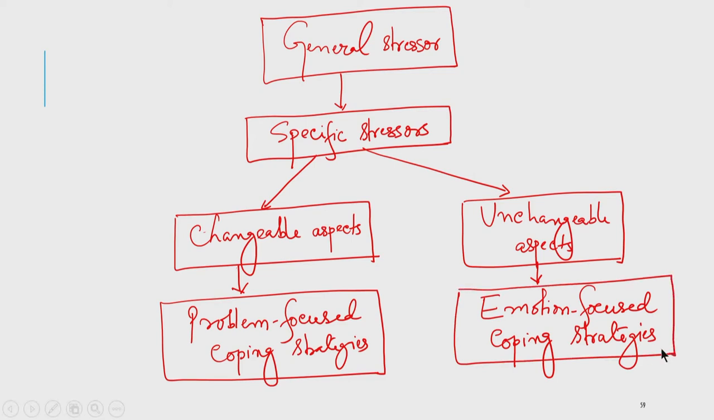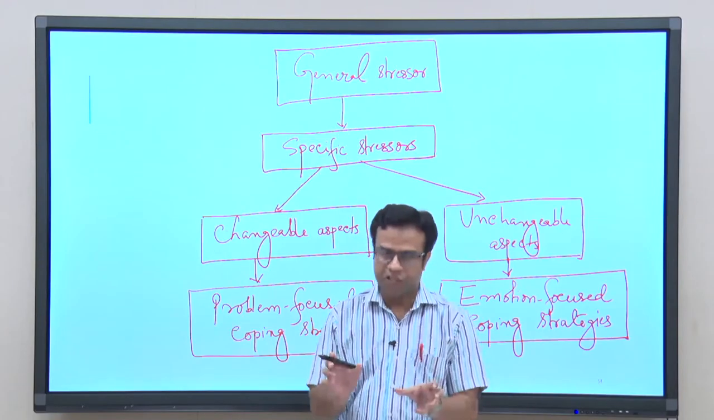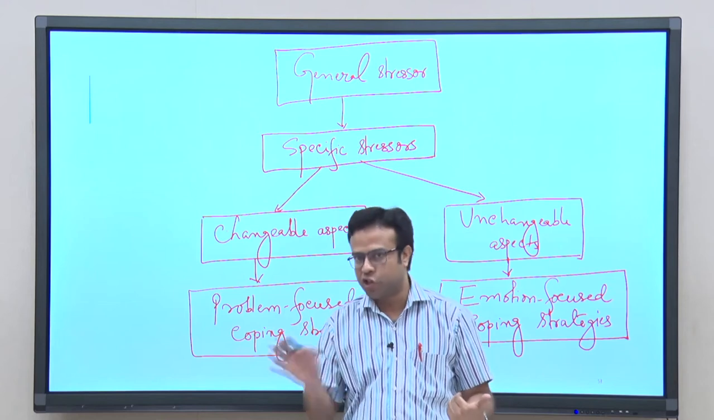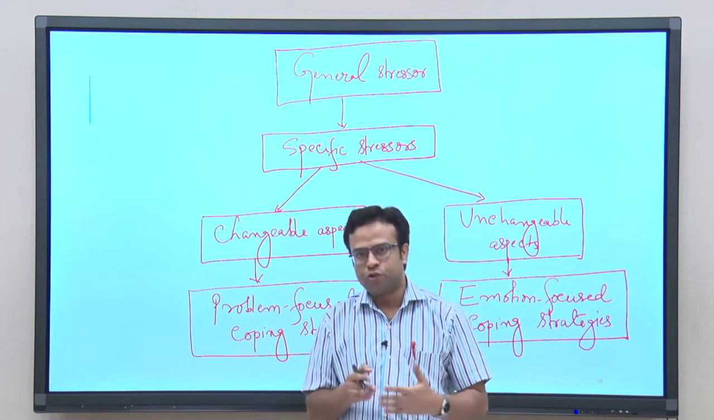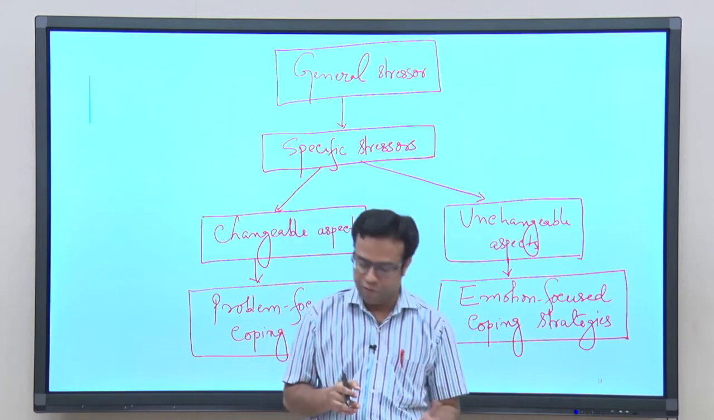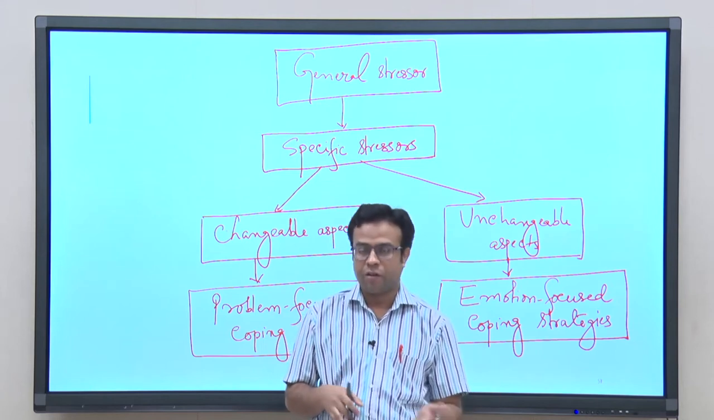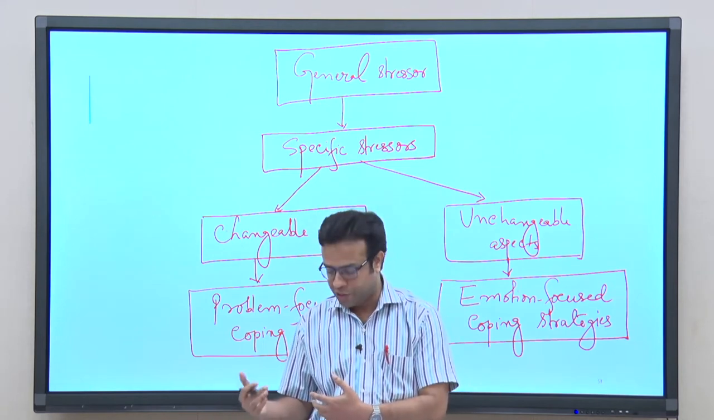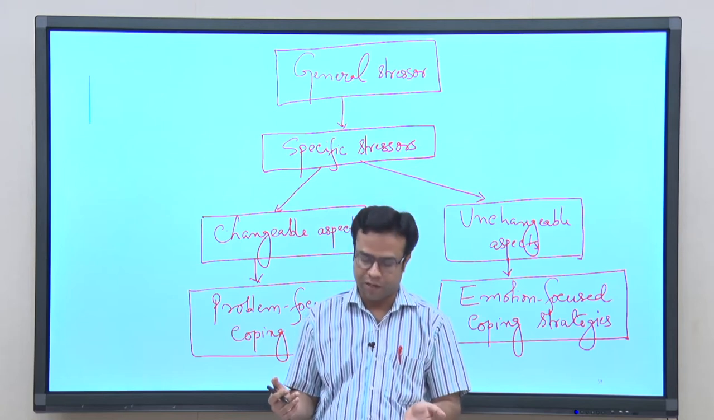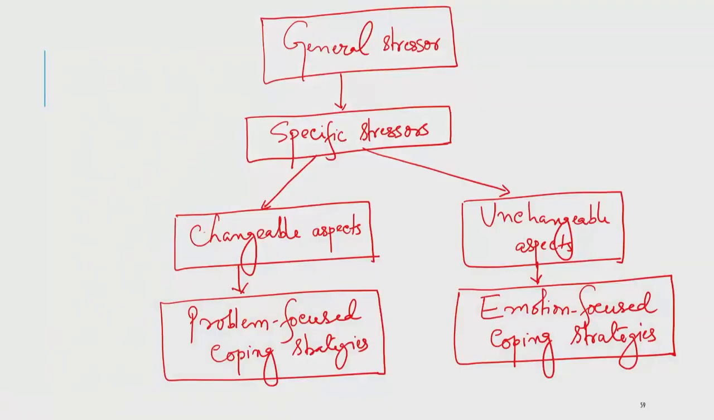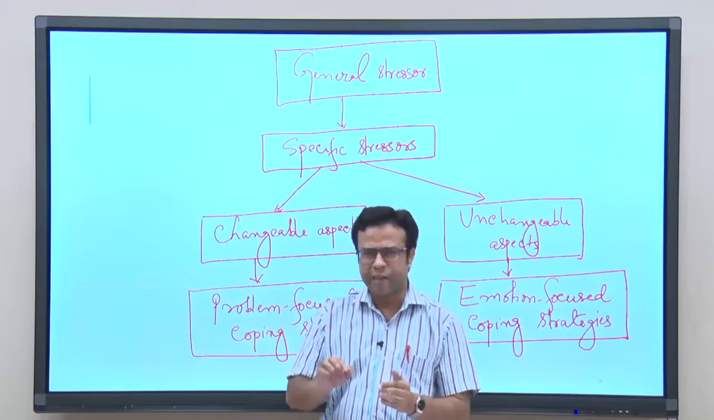So, this is the approach of coping effectiveness training: first you break a general stressor into more specific stressors, then in the specific stressors find out what is changeable and what is unchangeable, use problem focused coping for changeable aspects, and use emotion focused strategy for unchangeable aspects. So, this is the approach which is more effective in terms of dealing with the stressful situation. So, let us see each of these steps in a little more detail.